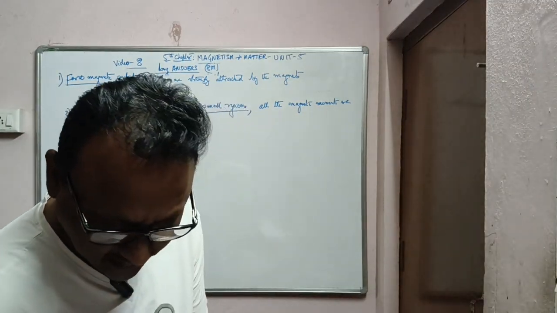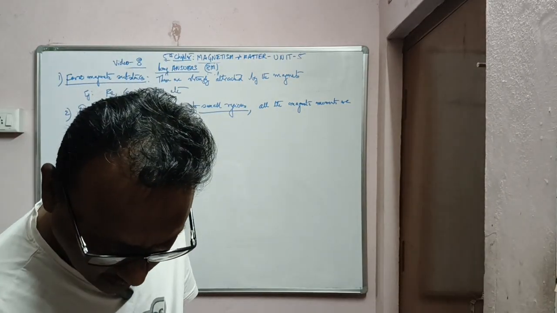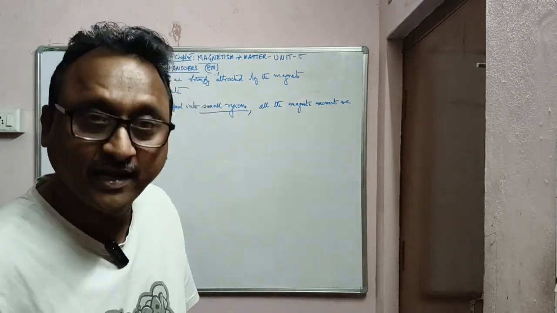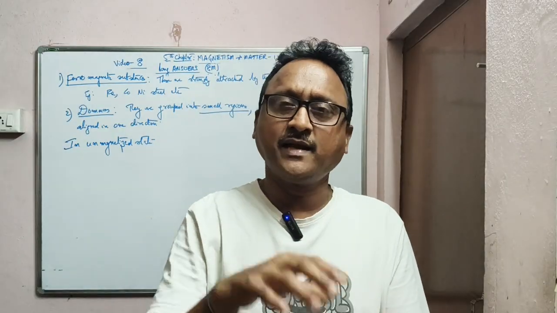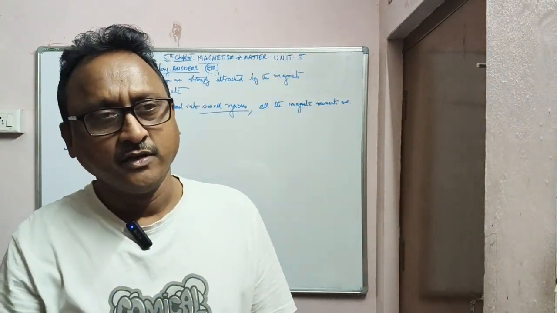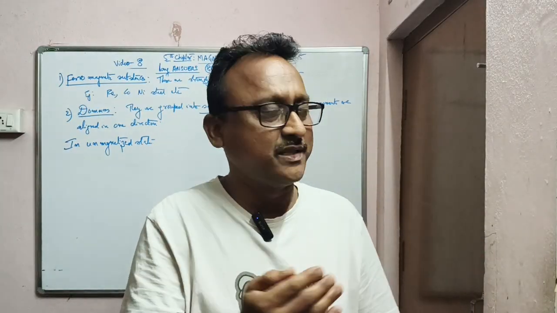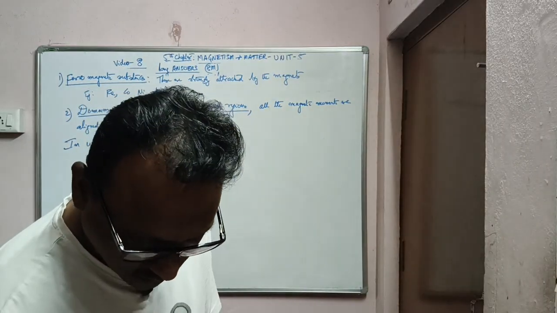See, in the unmagnetized state, when an external field is given, the domains point in the field's direction. This is a little theory part, because magnetism and matter itself is a little boring chapter. So some theory part you have to study. Not everything will be a mathematical part. Some theory will be there. You have to go through it, otherwise you won't get full marks.